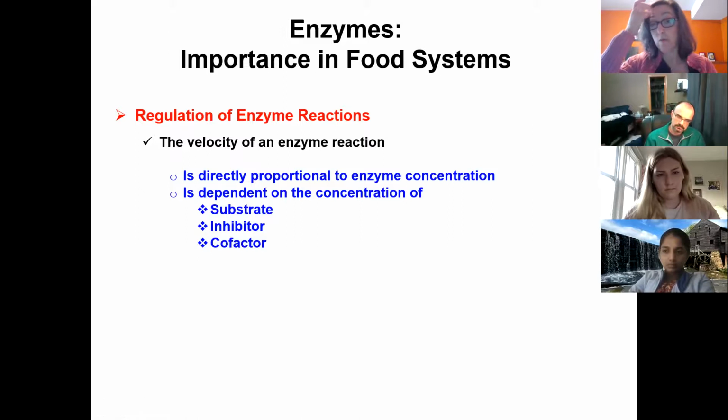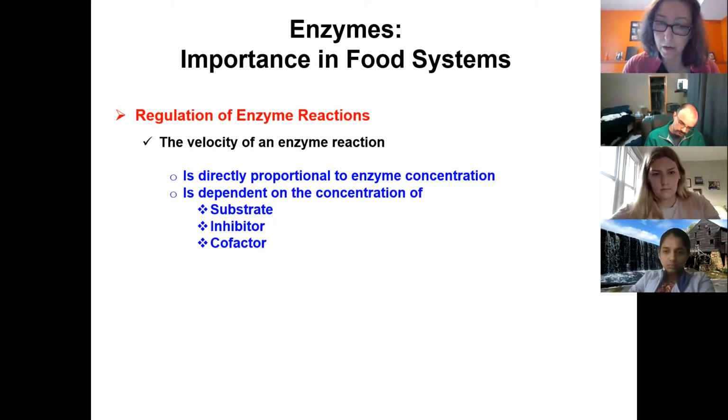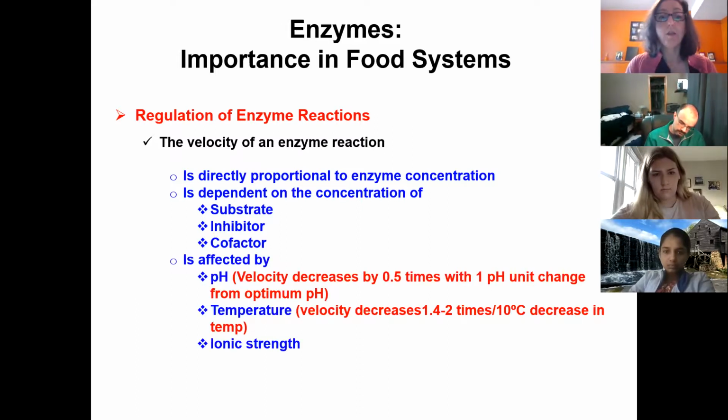Also, some enzymes require cofactors. So presence and concentration of the cofactors impact the rate of the enzymatic reaction. And then you have the environmental factors. pH, you have optimum pH that will allow best interaction between substrate and the enzyme. So the rate of reaction on average decreases 0.5 times with every 1 pH unit deviation from optimum.